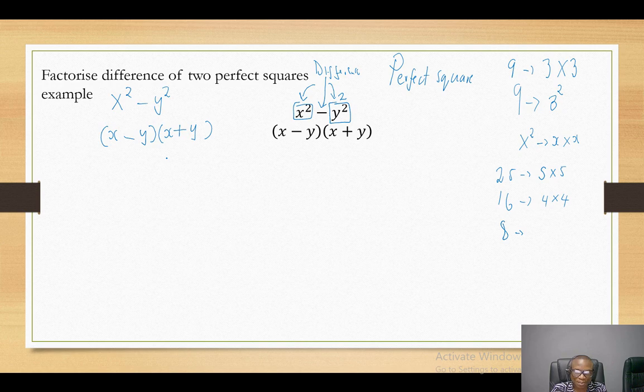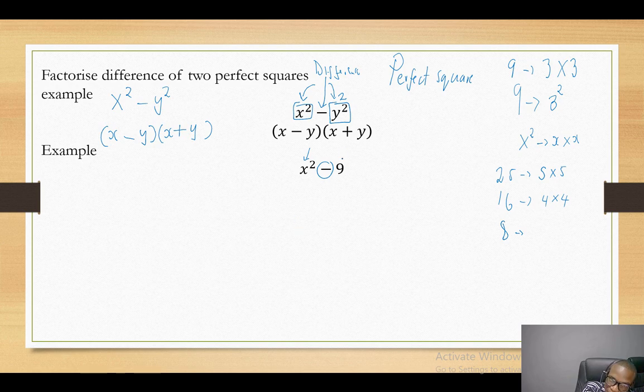X minus y, x plus y is the answer. Another example, x squared minus 9. I see the difference, negative is here. But is x squared a perfect square? Yes. X squared, I can get it by saying x by x.